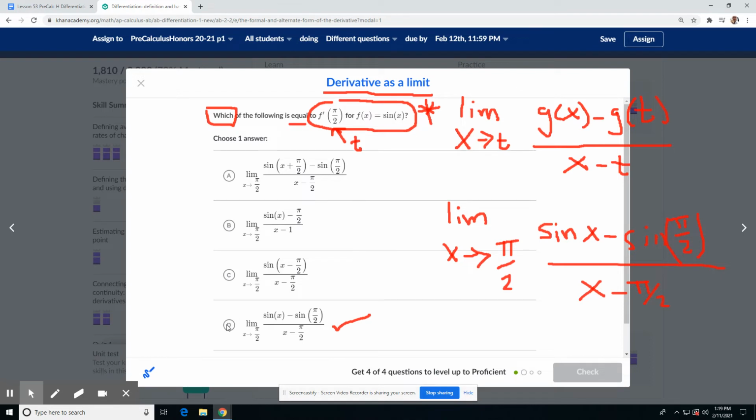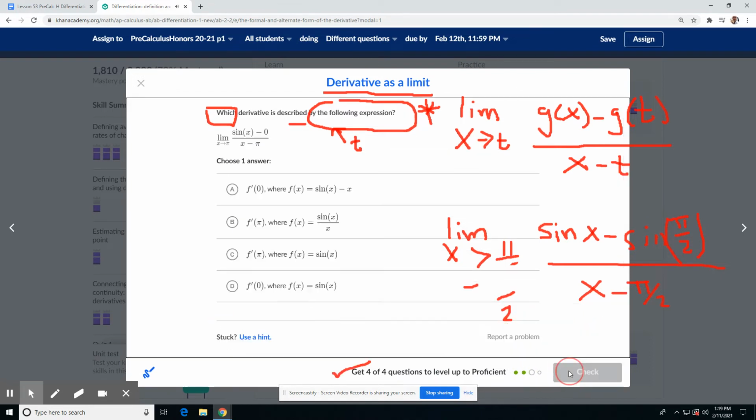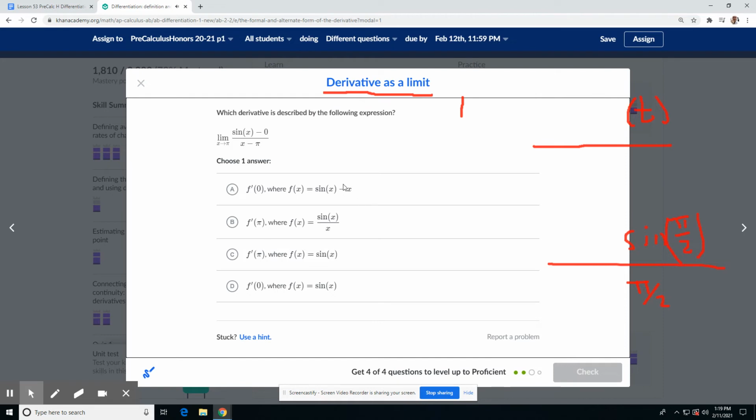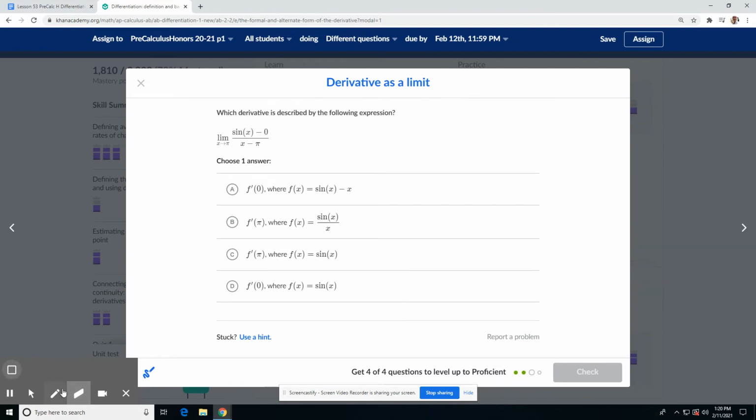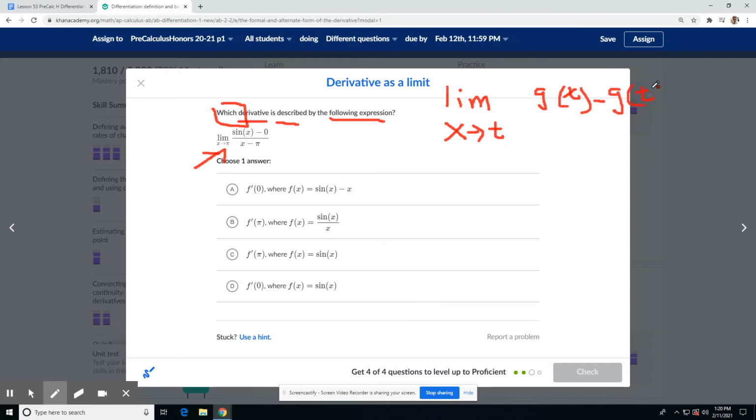Let's take a look at the next one. That's that one there. And this looks like the very similar type of problem. Let's go ahead and attack it. We're asked what derivative is described by the following expression. So once again, recognize that x is going somewhere, so always kind of practice it. The more you practice it, easier it is to memorize. So limit as x goes to t of g sub x minus g sub t over x minus t.